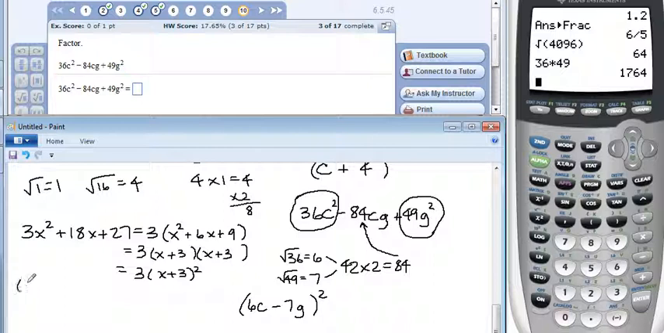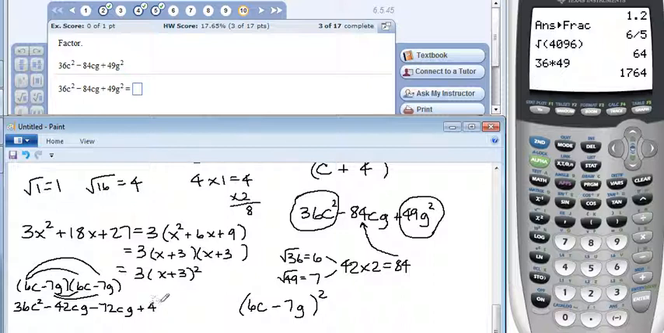6c minus 7g. Okay, I'm going to expand it out for two of them, so I'm going to FOIL. My first term, I've got 36 c squareds. My outside term, I've got minus 42 cg's. My inside, I've got minus 42 cg's. And my last, I've got a positive 49 g squared.